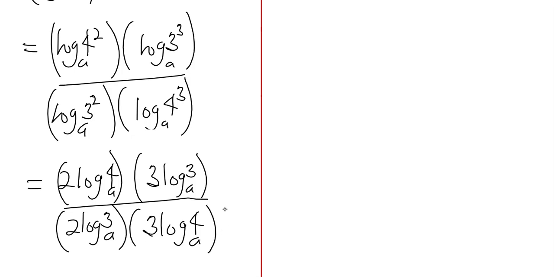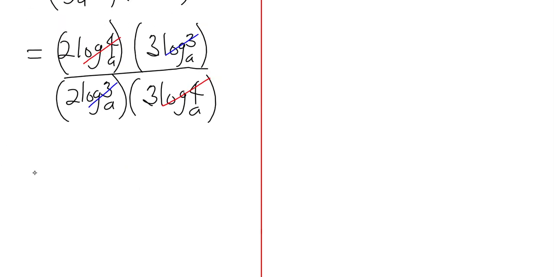Now at this point we see some similarities and we can work with that. We can see that there is log 4 base a here and log 4 base a here, which means they are going to cancel out. The coefficient 2 and the coefficient 3 are going to be maintained because they are not the same. Now we are left with 2 and 3. Now we can see log 3 base a and then another log 3 base a here, so they cancel out.